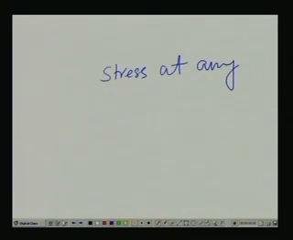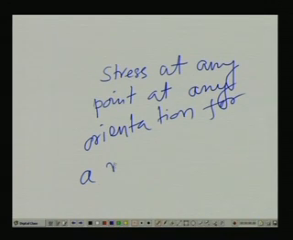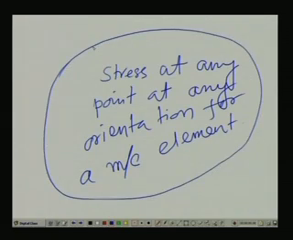Once you get the values of transformation of stresses, then you know that you can find out stress at any point, at any orientation, for a machine element. This is very useful information we will be carrying forward for the design of the machine elements. Thank you.